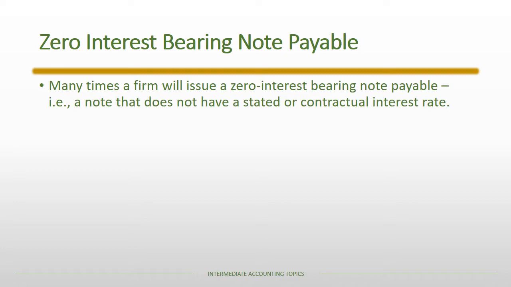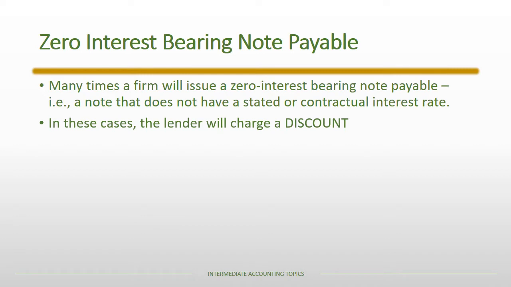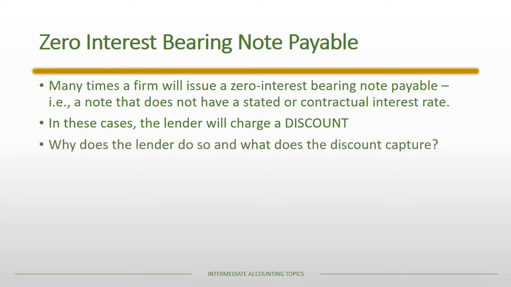First of all, that zero interest-bearing note does not have a stated rate or a contractual rate of interest. In this case, the lender is going to charge a discount, which basically means that the lender will offer an amount that is less than the face amount of the note, and that discount is the difference between the face amount and what the lender is willing to pay for the note. So why does the lender do this, and what does the discount really capture?